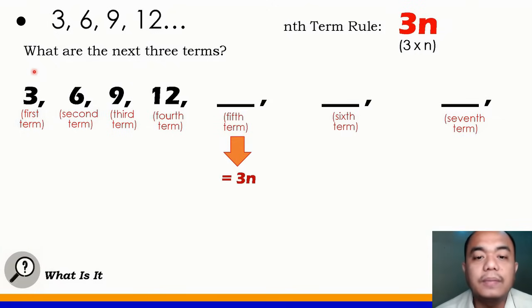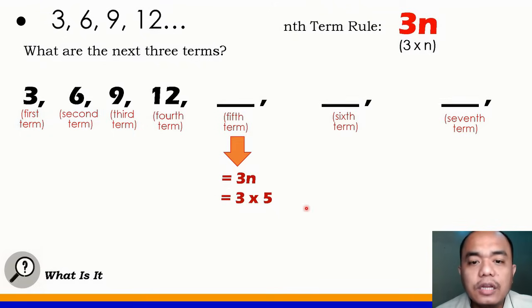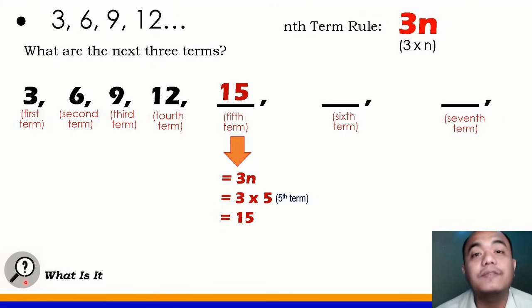So again, gamitin natin yung 3N. 3N, that means 3 times 5. Correct? Saan ba natin kinuha yung 5? Again, 5 is yung term number. Pinalitan natin, substitute 5 sa n. Pinalitan natin yung n ng 5 kasi yung n dito ang nagsasabi ng term number. Eh, yung hinahanap natin dito is yung fifth term. And yung fifth term represents 5. 3 times 5 equals 15. So, ang next natin na term dito is 15.